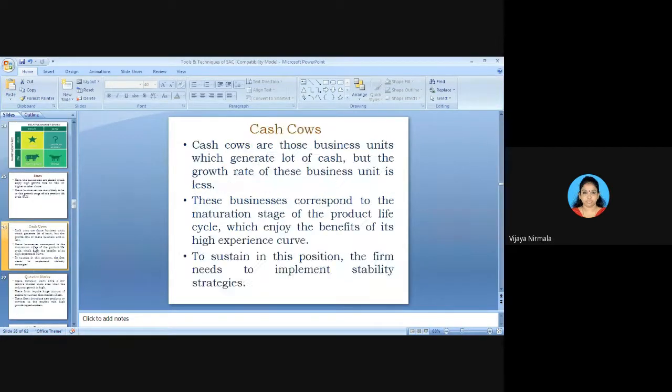Next, coming to cash cows. The next one is cash cows. So cash cows, in the sense, are the business units which generate a lot of cash.